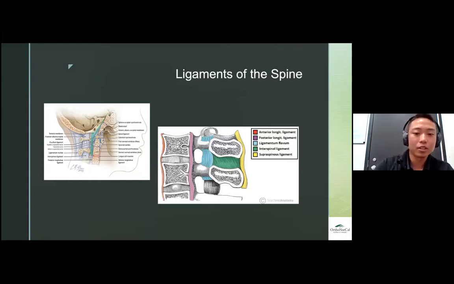And here you can just see different and get a little bit of an appreciation for all the different fibers of the ligaments throughout our spine. They don't contract, and so they can't really produce force, unlike our muscles.